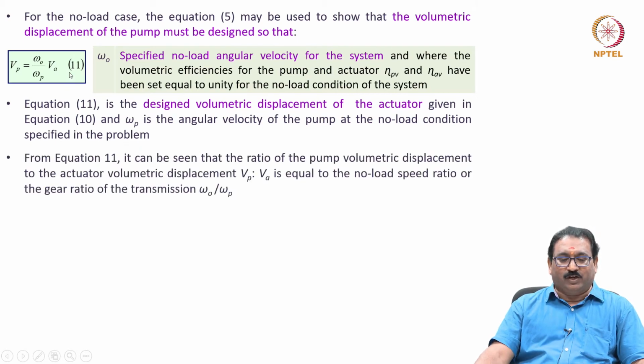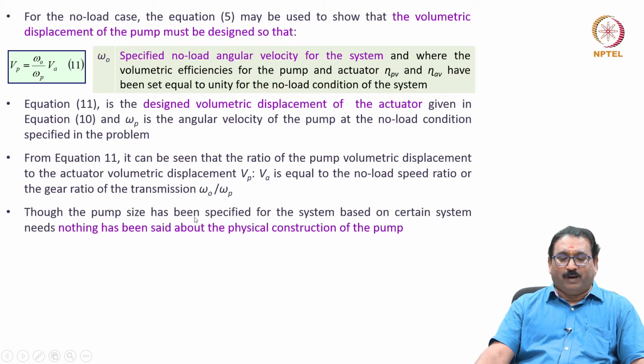From equation 11, it can be seen that the ratio of the pump volumetric displacement to the actuator volumetric displacement, that is Vp is to Va, is equal to the no-load speed ratio, or the gear ratio of the transmission, omega naught by omega p.